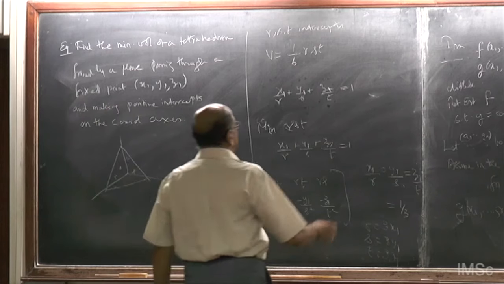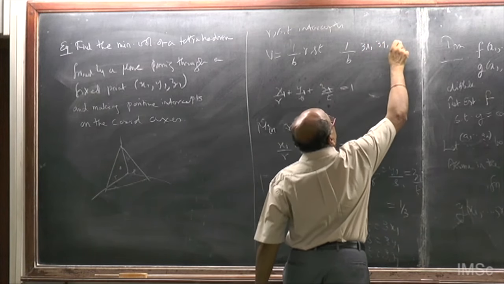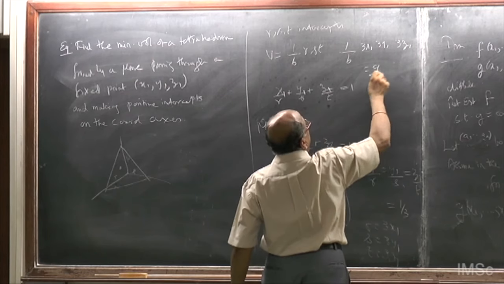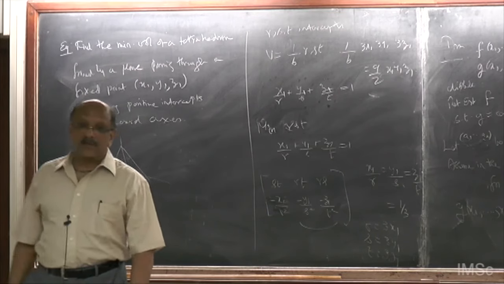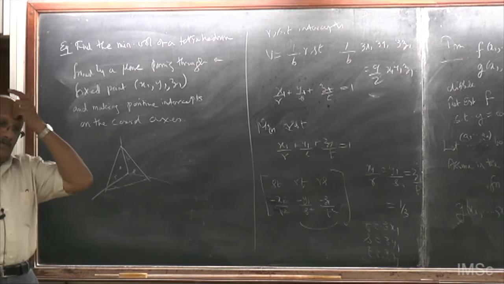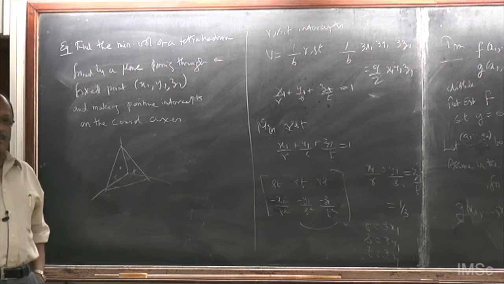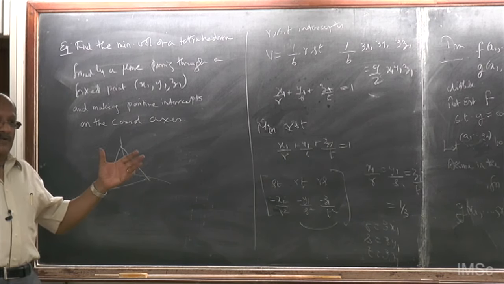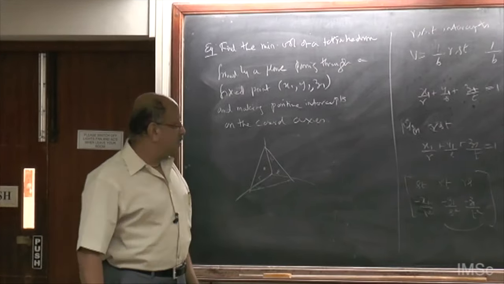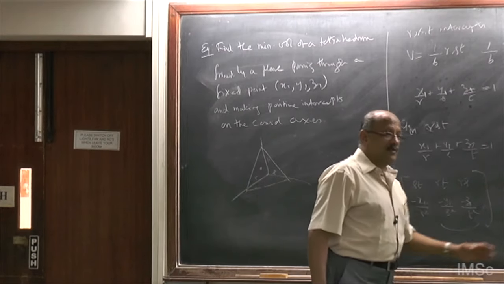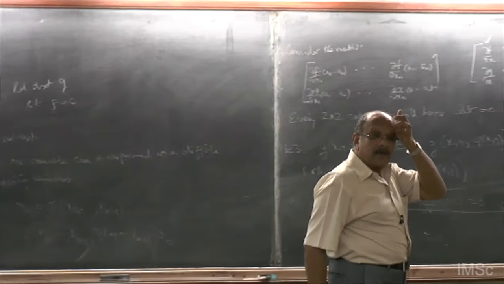So, the maximum volume is 1 by 6 times 3x1, 3y1, 3z1, which will be 9 by 2 x1 y1 z1. It is the minimum volume. Okay. Maximum is infinite. Is the method clear? So, this tells you how to find out the places where you have to check for maximum and minimum. So, this method gives you like this. Okay.